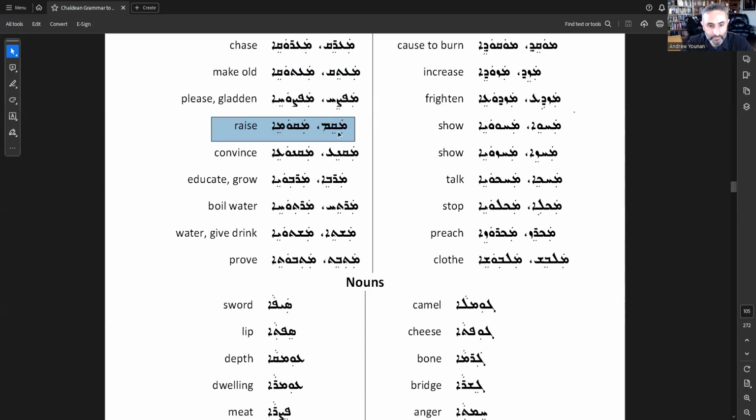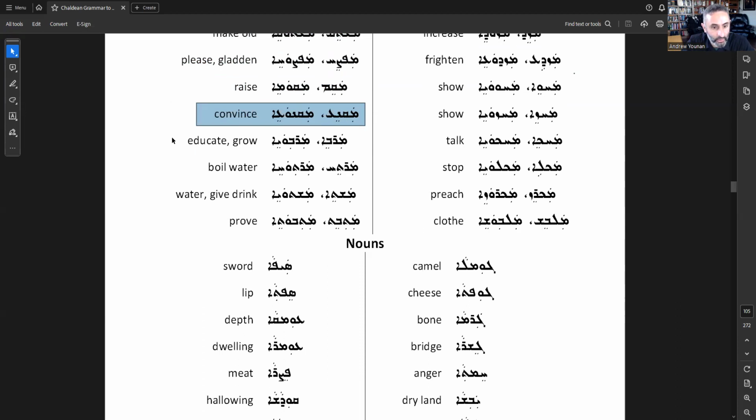Maqam is to raise. So qam is to stand. Maqam is to make something stand. Maqna' is to convince. We already saw this. Qani' is to be convinced. Marwoye is to educate or to grow a plant. To raise, really, maybe the best translation of marwe is to raise something.